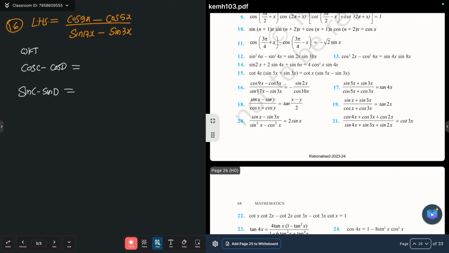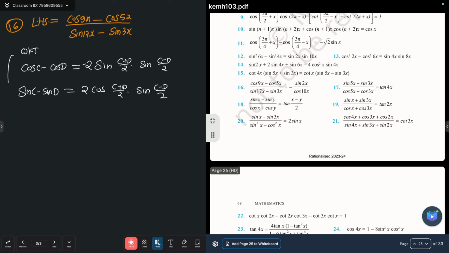Cos C minus cos D is 2 sin (C plus D) by 2 into sin, either write D minus C, but if I write sin (C minus D), then here minus, correct? Write D minus C, then no minus here, but if C minus D, then minus here, because in the right hand side also there is one extra minus, correct? Sin C minus sin D formula: 2 cos (C plus D) by 2 into sin (C minus D) by 2.